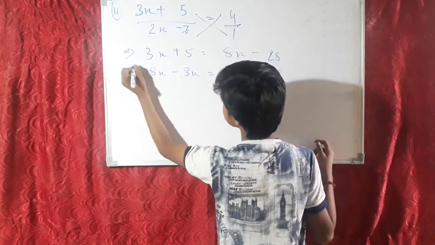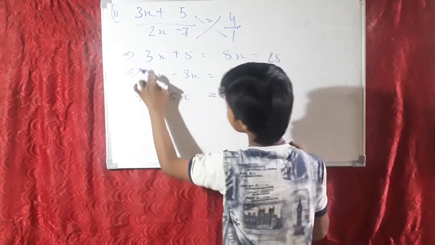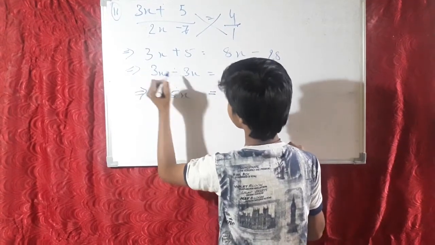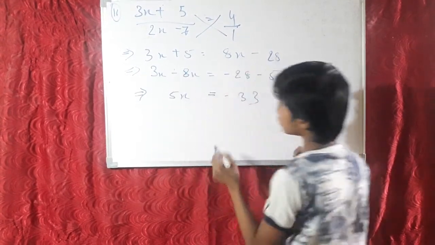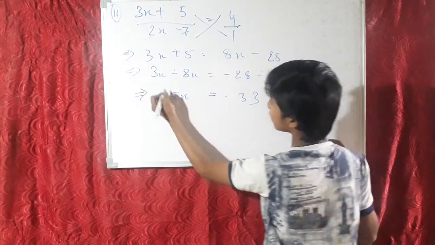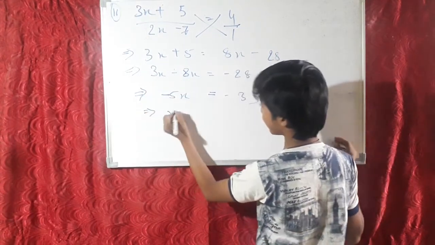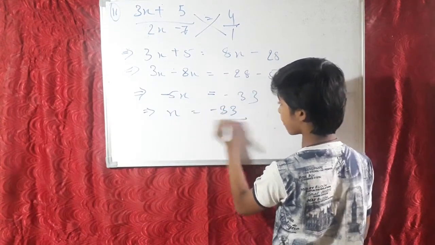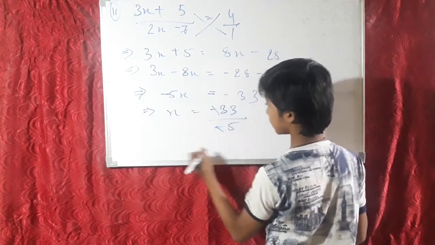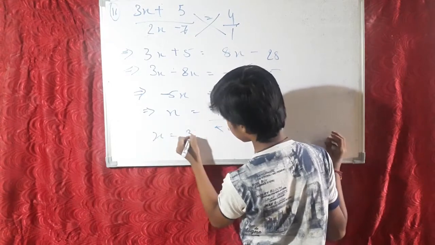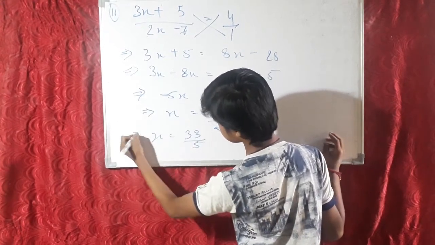And when it is solved, so friends, here one mistake is there, we will write here 3 and we will write here 8. So it is 3x minus 8x, so it will be minus 5x. And now x is equal to what, minus 33 upon minus 5, and it will be cancelled, so x is equal to 33 upon 5 is our answer.